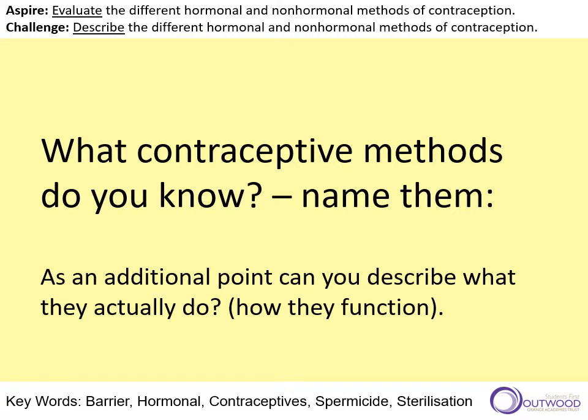So what contraception methods do you know? Can you name them? And as an additional point, can you describe what they actually do, how they function? Now, in case you do not know, I should really explain what contraception is. It's basically something that stops people from having babies or children. So it stops the process of fertilization. That's when an egg and a sperm come together.